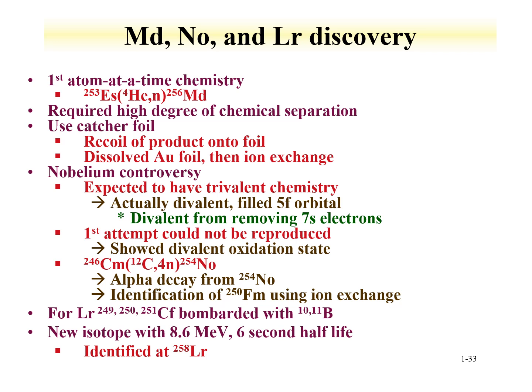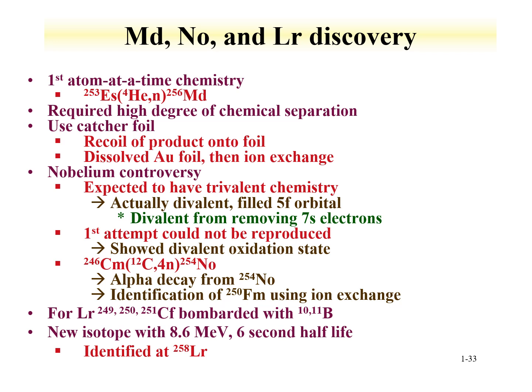So what one would do is take the target, bombard it with helium nucleus, put a catcher foil behind the target so that the recoil nucleus would go onto this catcher foil, which is usually gold. You would take that gold foil that had the recoiling product on it, dissolve it in acid, then do ion exchange chemistry. There was some controversy with nobelium.